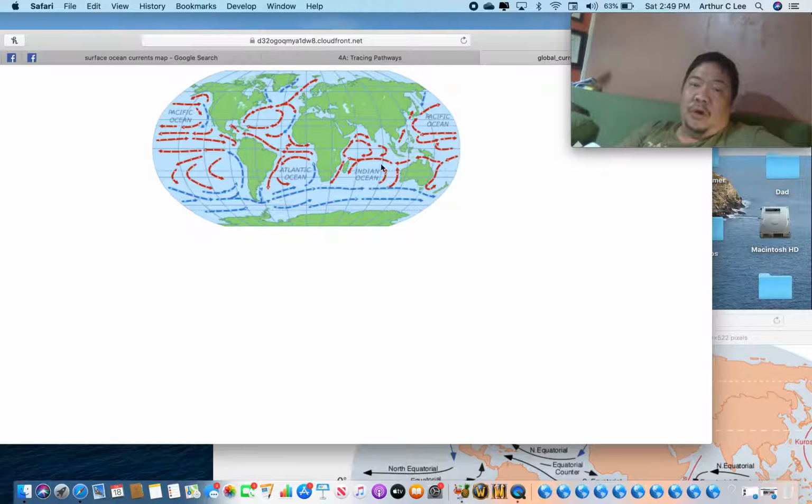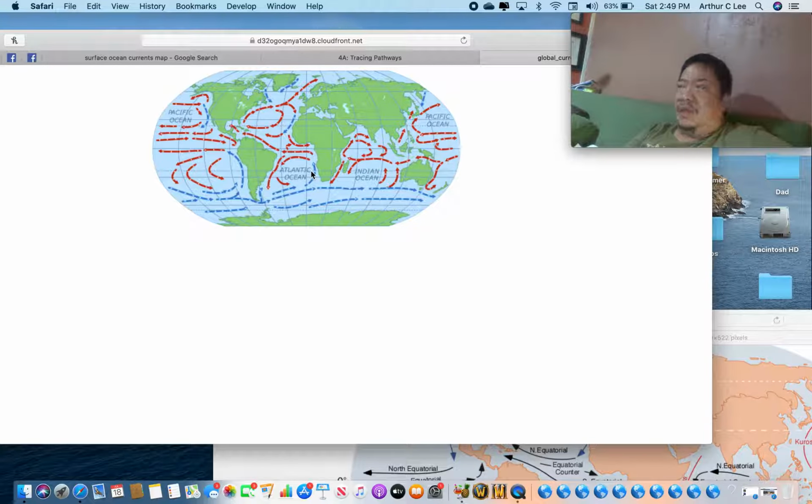They're bringing warm water to places closer to the poles and making those places livable. Same thing over here in Brazil. You got warm water ocean currents. It should be a lot colder in Brazil, but it's warm because of this warm water ocean current.